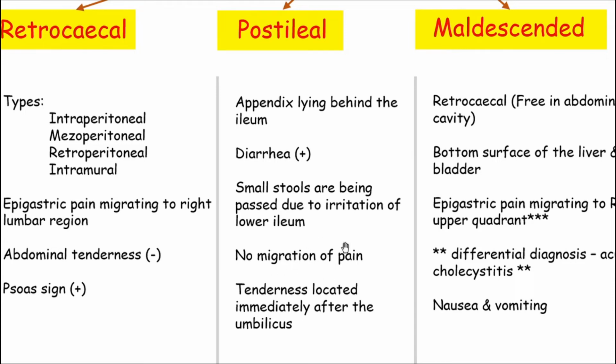These patients also do not have any migration of pain, and because of this, it's very difficult to diagnose this postileal type of acute appendicitis. Their tenderness is located immediately after the umbilicus, on the right side, and it's not located at the McBurney point.